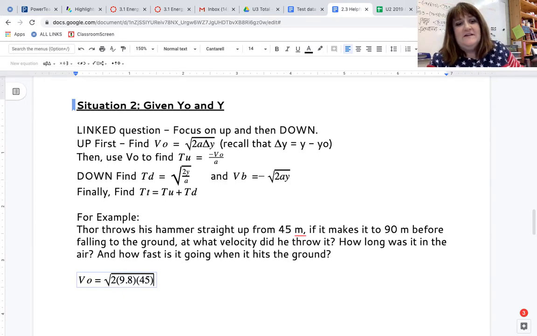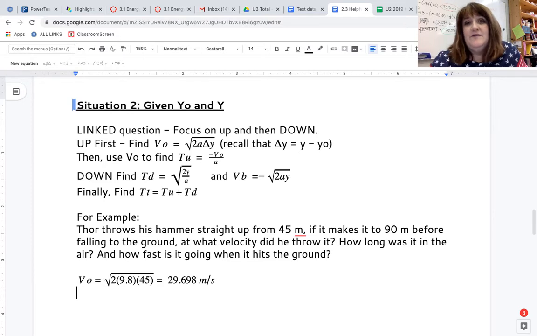Grab your handy dandy calculator, and the square root of 2 times 9.8 times 45, the difference between 45 and 90 meters, is equal to, I want to be outside my radical, 29.698 meters per second. He had to throw it at almost 30 meters per second to get it up that high. And again, we are assuming we're on planet Earth, not his home planet.